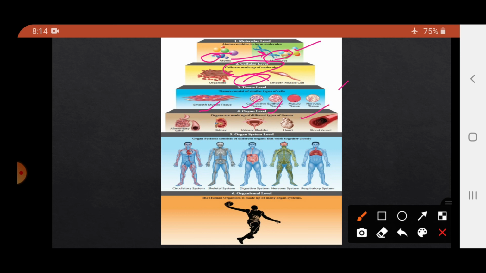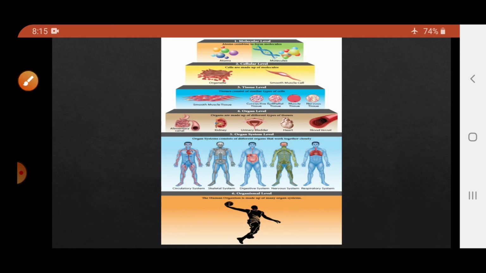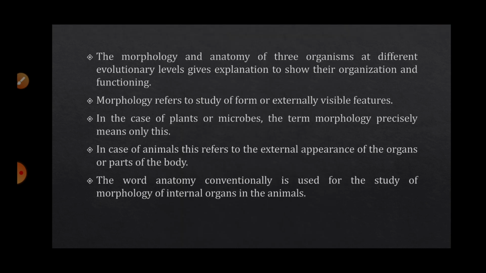And finally organ system, which is made up of the different organs that work together closely, जैसे circulatory system, skeletal system, digestive system, nervous system, respiratory system etc. And ये सब system, so human organism is made up of many organ systems. So ये सब organ systems finally organism को बनाते हैं. So that is the level of organizations which are found in human beings.